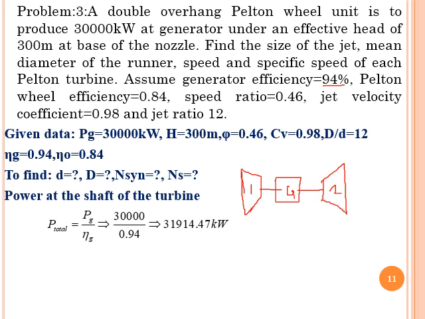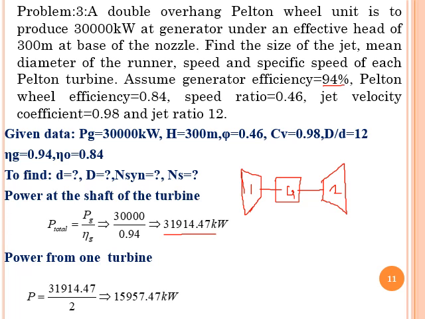That is calculated as the ratio of the power produced by the generator and its efficiency. That is 31,914.47 kilowatt. That means the power produced by the generator is 30,000 kilowatt, but actually the power produced by the two turbines is 31,914.47. Now you have to calculate the power produced by each turbine.